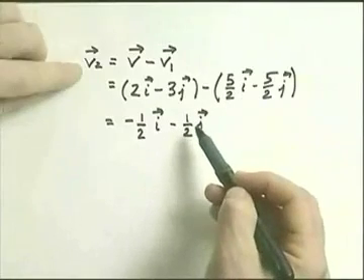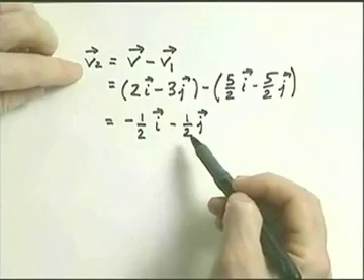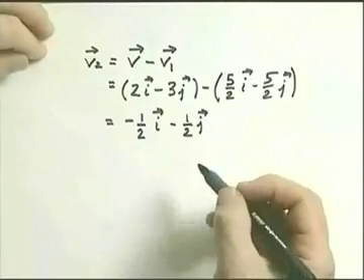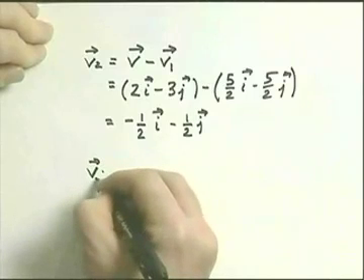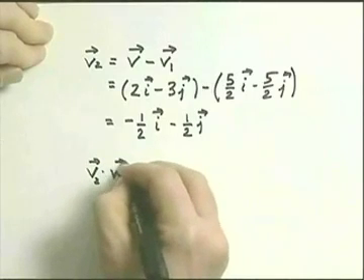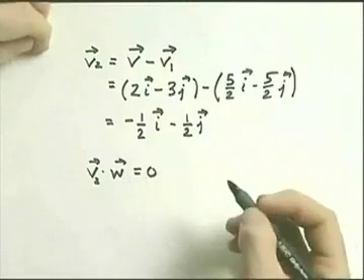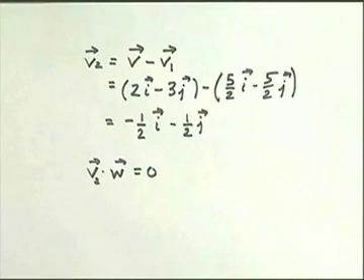So the vector v sub 2 is orthogonal to the vector w. You can verify that result by verifying that vector v2 dot vector w is in fact equal to 0. I'll leave that up to you.